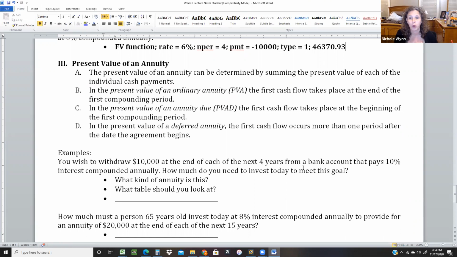Like if I wanted, I would never, but if I wanted my children to be able to have 10,000 a year to live on while they're in college, okay, I wouldn't do that because I want them to work for their money and it's okay.